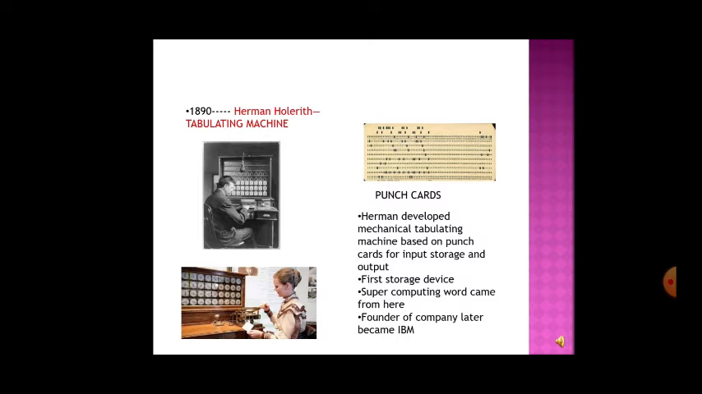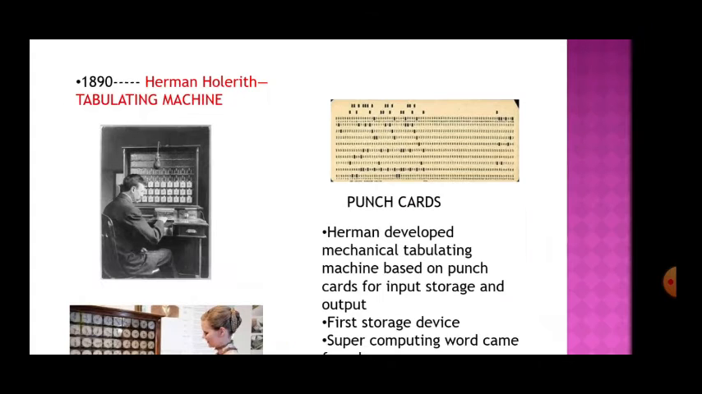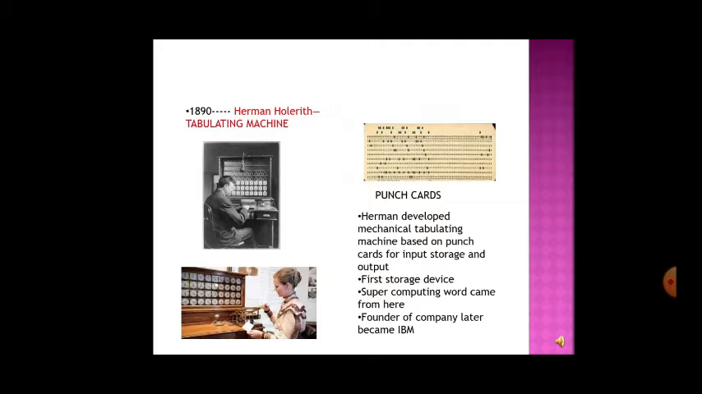Next, in 1890, Herman Hollerith introduced a tabulating machine, which consists of punch cards. You can see the image of the punch cards there. Then Hollerith developed a mechanical tabulating machine, which is based on punch cards for input, storage and output. The punch card consists of input, and it even consists of storage and output. So the concept of input, output and storage came from 1890 through the tabulating machine. Here you can see the people working on the tabulating machine. It is the first storage device.